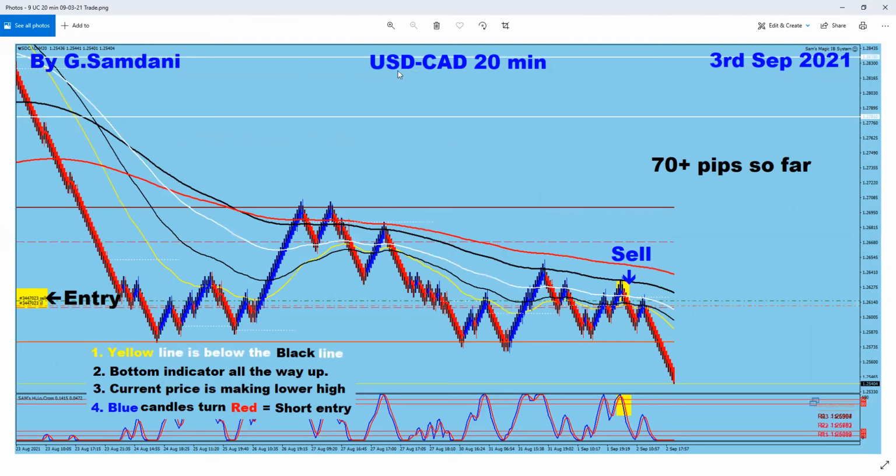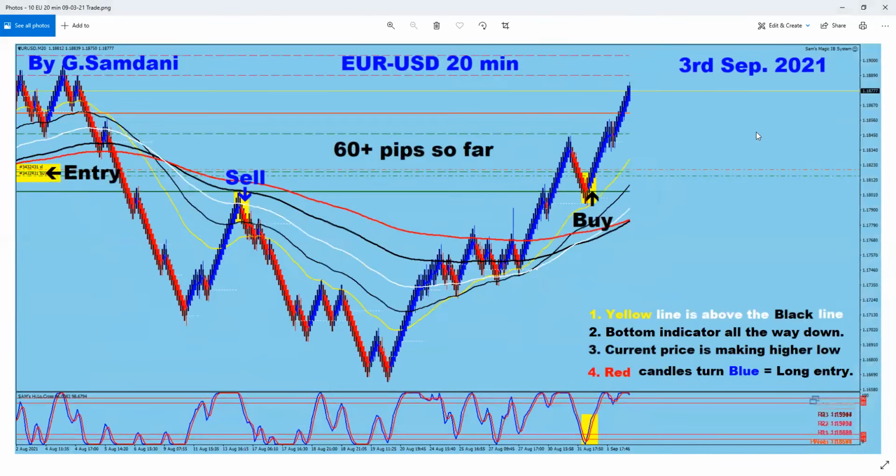On the third, USD CAD 20 minutes, you can see how beautiful it is, right? Same scenario, everything is the same. It came down. On the third, Euro USD went up. It is because of the USD. When USD is getting weaker, USD CAD goes down and Euro USD goes up, because USD is on the right-hand side and the left-hand side in these two pairs. So they go opposite. Here, the same conditions by the book, and it went up for 60 pip.